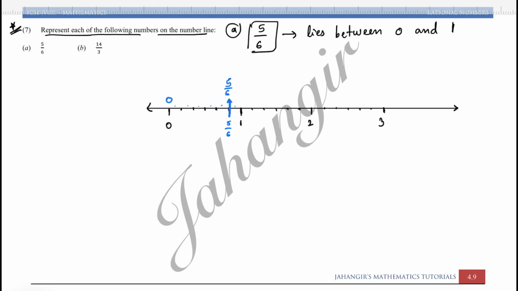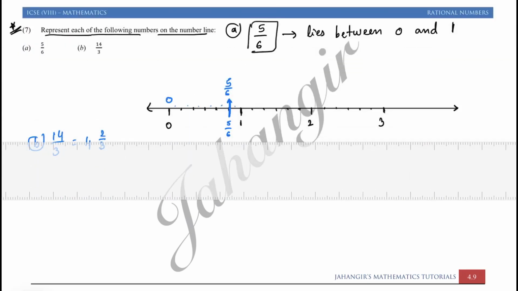Now the second is B. B is 14 by 3. So first, when the number is greater than 1, you have to convert it into a mixed fraction. 3 4s are 12, remainder 2, so 4 and 2 by 3. So let us make the number line.